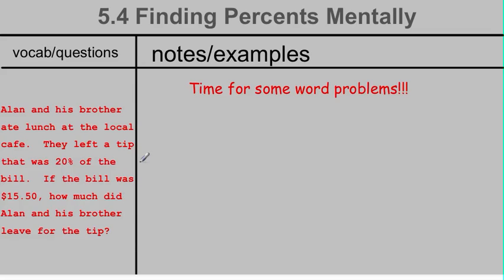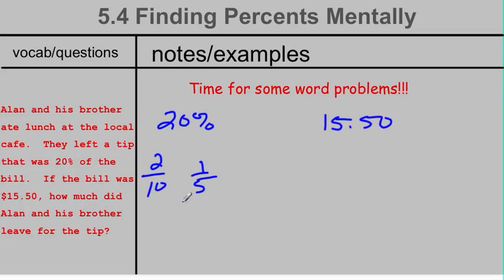Okay, here we go. We have Alan. Alan and his brother. They ate lunch at the local cafe and they left a tip that was 20%. So we have a 20% tip. Their total was $15.50. This one we can either set it up as 2 over 10 or 1/5, depending on how you want to do it. However, in this case, I do think that this is the best option.